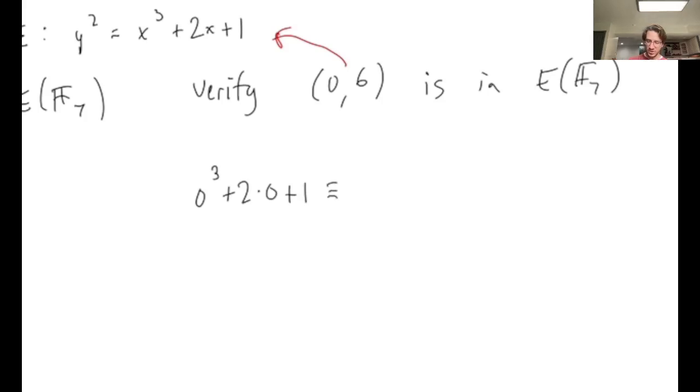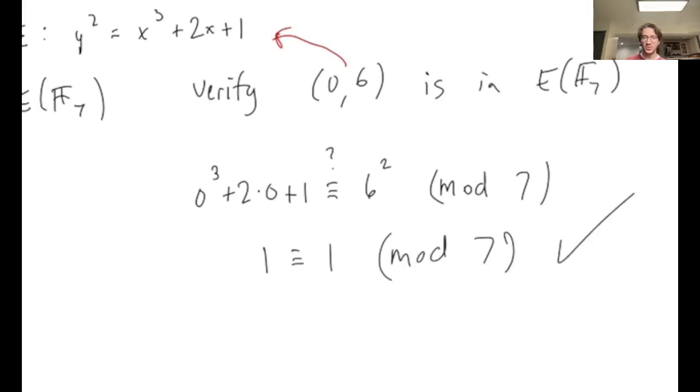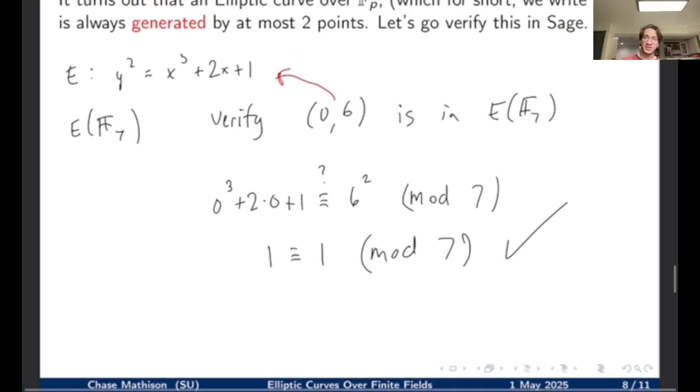Is that equal to 6 squared mod 7? Well, let's see. I get 1 on the left, 36 on the right, and that's 1 more than 35. Why, yes, this is satisfied. So the point (0, 6) is on this elliptic curve. To verify a point is on the elliptic curve is as straightforward as plugging in the x's and y's and making sure the equation's satisfied.